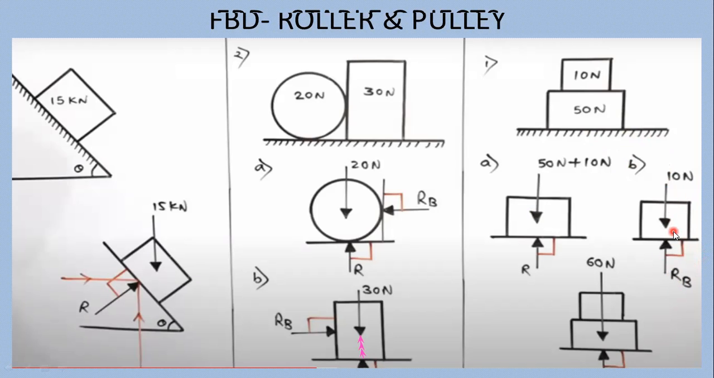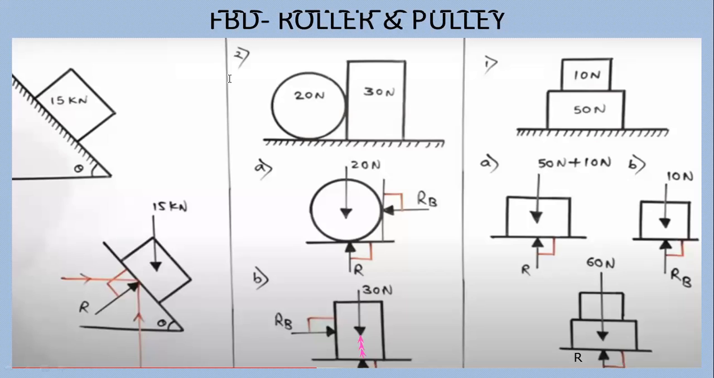Only two forces can be shown here. Now the next one is the combined FBD of two objects, in which 50 plus 10, 60 Newton is acting downward and reaction R is acting in the upward direction. Reaction R can be shown here acting in the upward direction. So the simple 3 FBDs are there. By observation only, you are able to understand this.